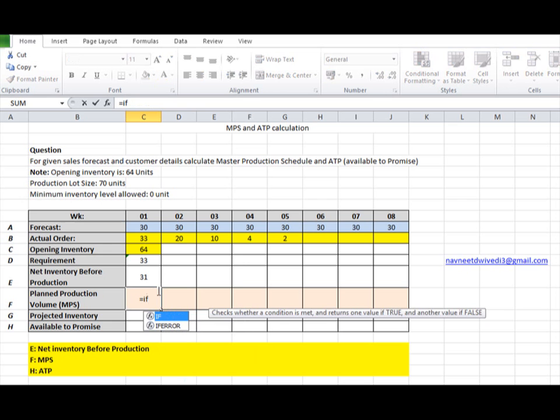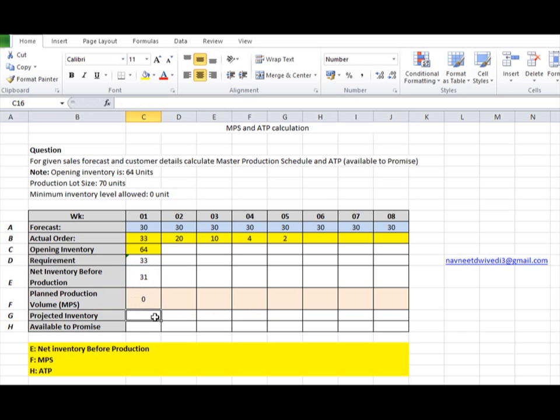If our net inventory is less than 0, then we have to produce our lot size of 70, or else there will be no production. Then projected inventory: what we are left with after production and fulfilling the order of this particular week. So it's equal to what we produced, plus what was our opening, minus what was our requirement.